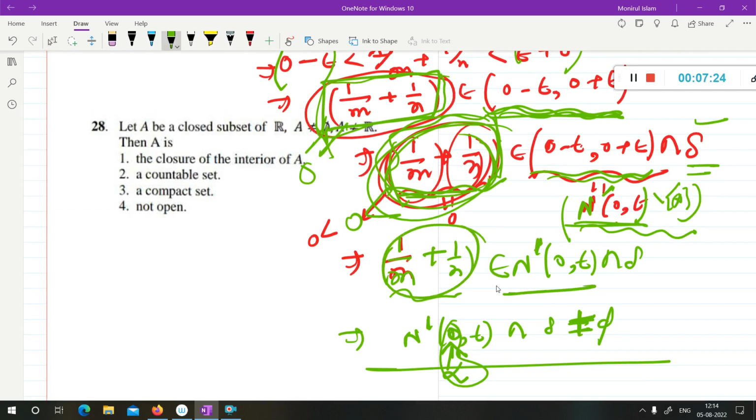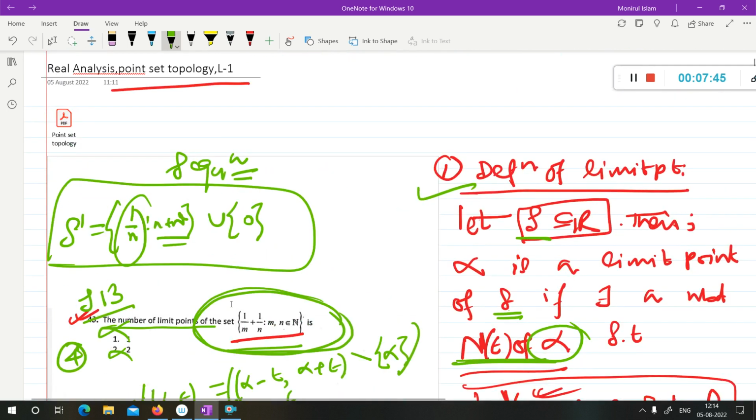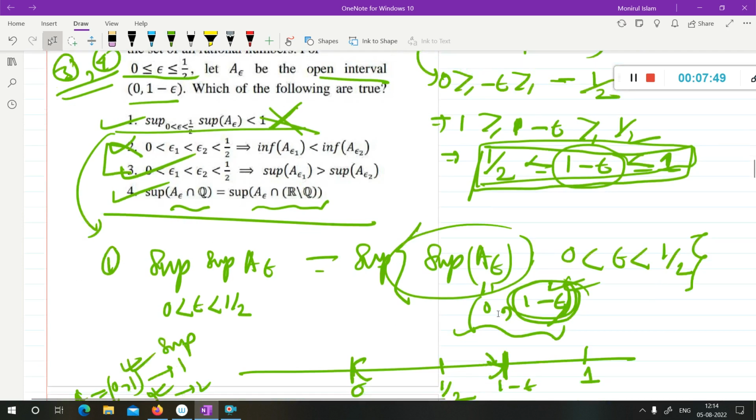So it belongs to this set, and the intersection is non-empty. So the deleted neighbourhood of alpha with epsilon, its intersection with the set is non-empty, then you can say alpha is a limit point. So from here you can say 0 is a limit point. So 0 is a limit point. Similarly you can prove that 1 by m, for natural number m, is a limit point. See, it is also written.